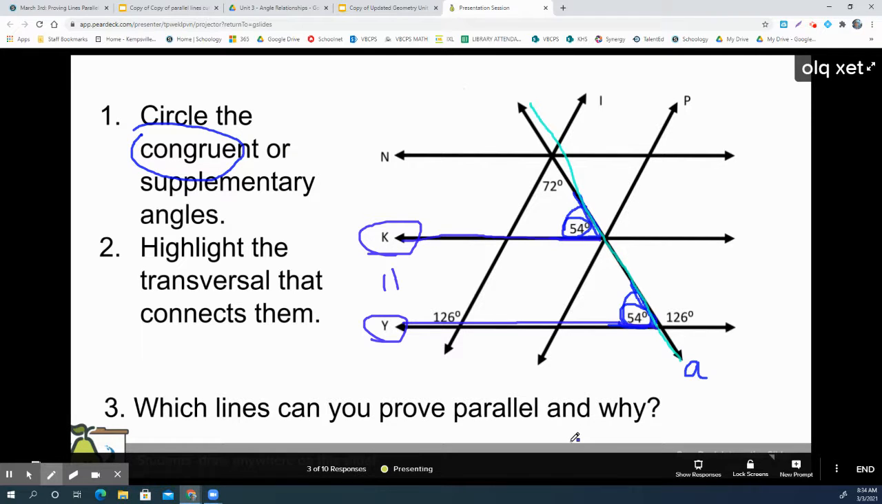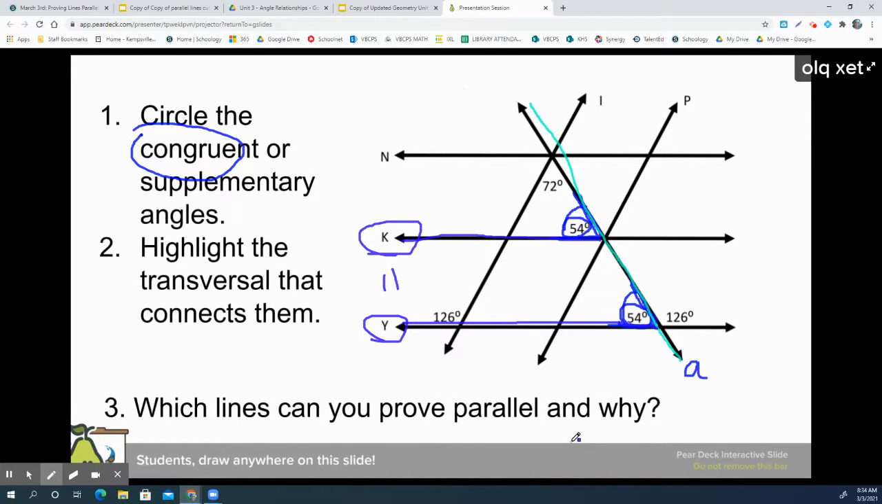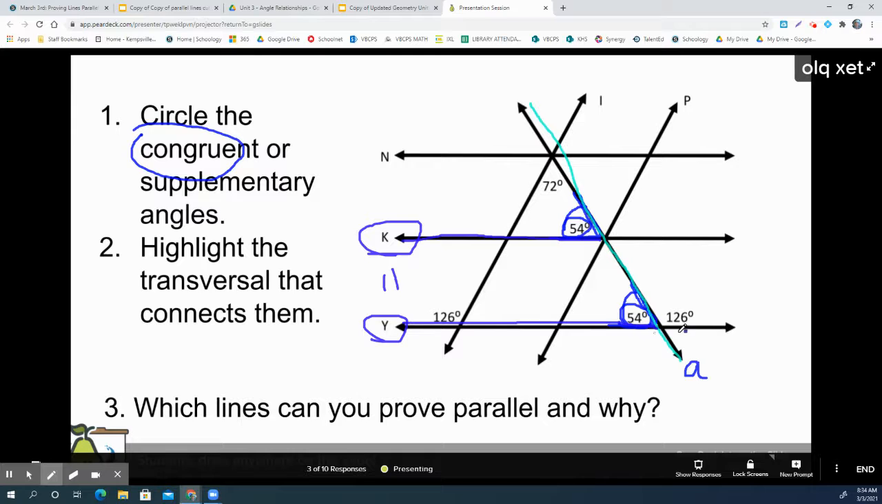Are there any that are supplementary? Can do the math on 54 and 126. Does this 54 and 126 tell us anything? Oh, not that one, just the one above. Why doesn't this one tell us anything? Well, they're a linear pair. They're not in different intersections. We've got to have a different center. I like that thought. But I could look at this 126 and this 54.